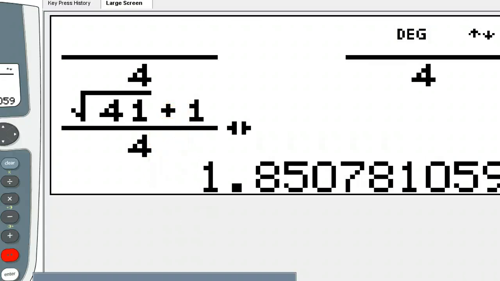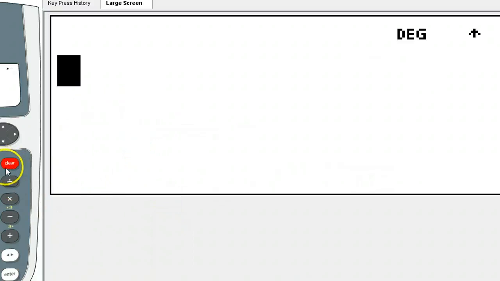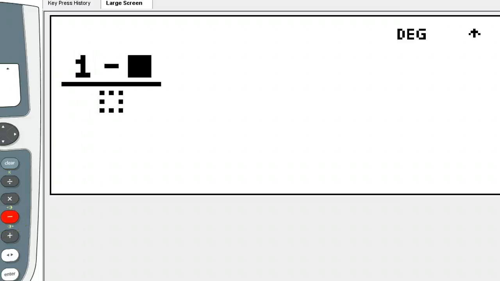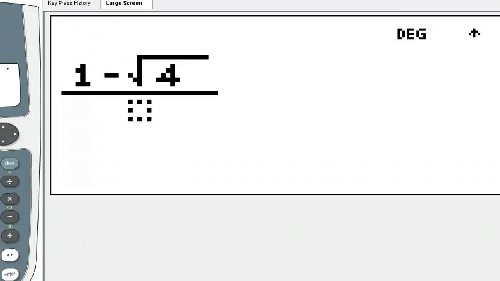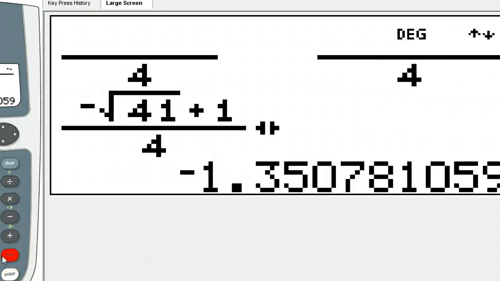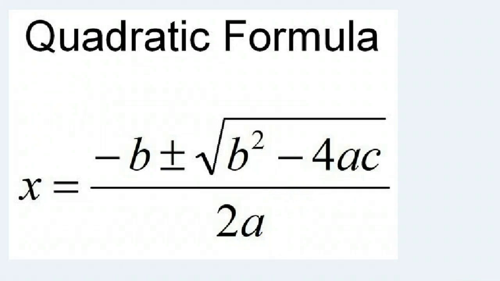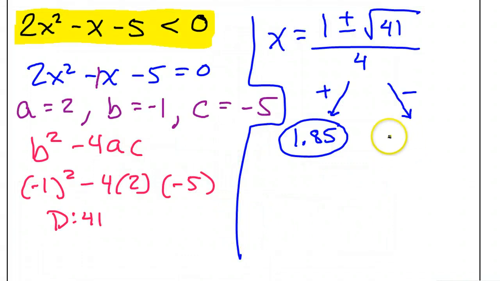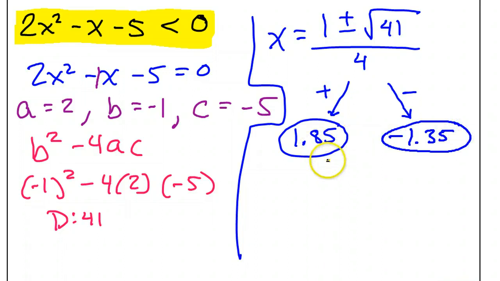So the negative version, so now I'm doing 1 minus radical 41 over 4. Okay, so fraction mode, 1 minus radical 41 over 4. And again, hit the toggle key to force the decimal, and I have negative 1.35. All right, so these are my two zeros.